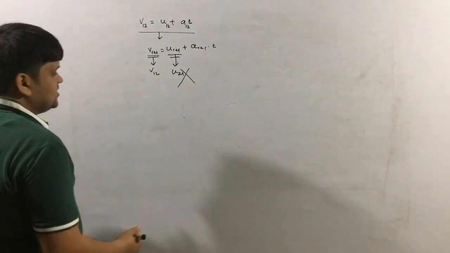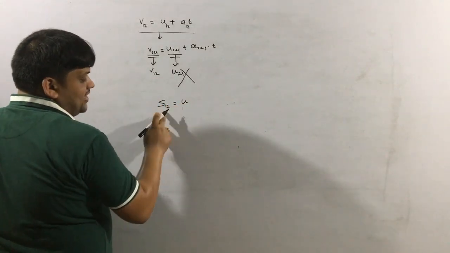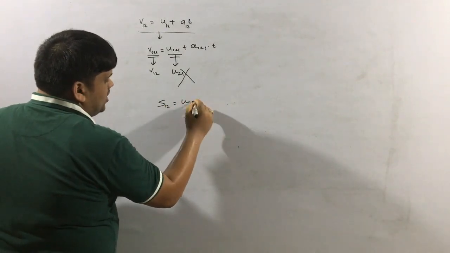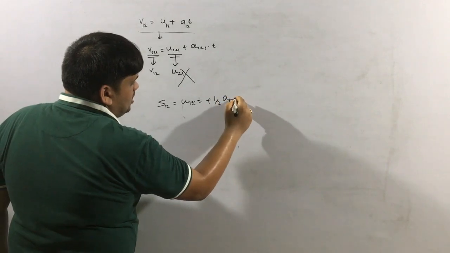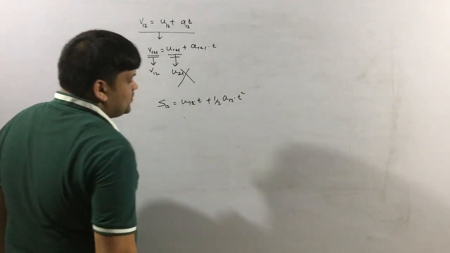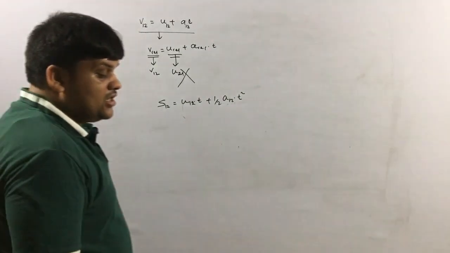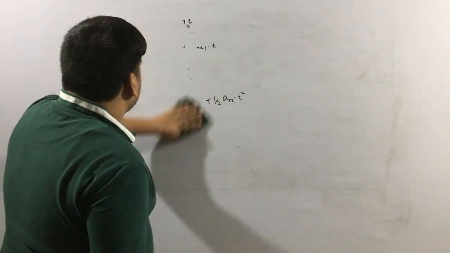And all other applications are also applicable, like I can write S of 1 with respect to 2 equal to U12 into T plus half into A into T square. So like this I can use all the equations of motion also in relative motion. Okay. Now let us go for the numericals.